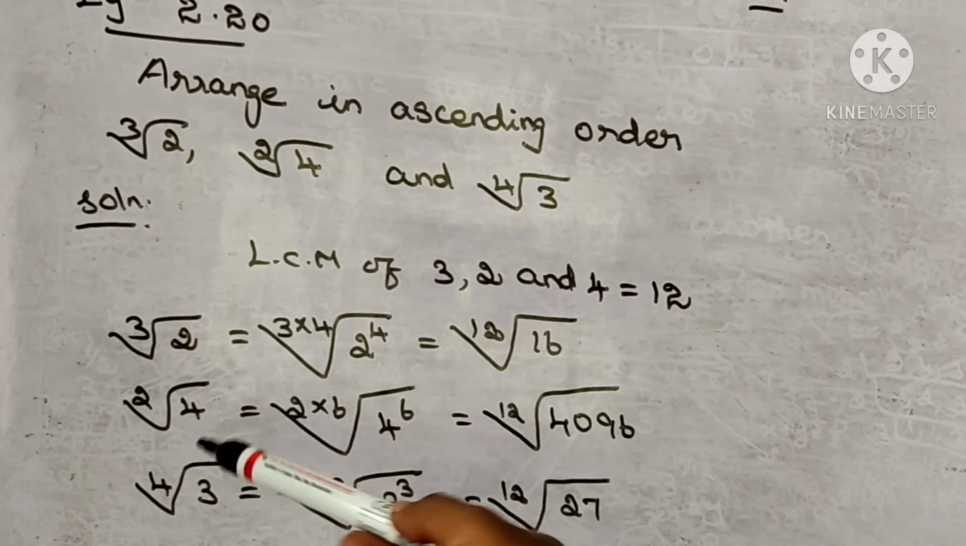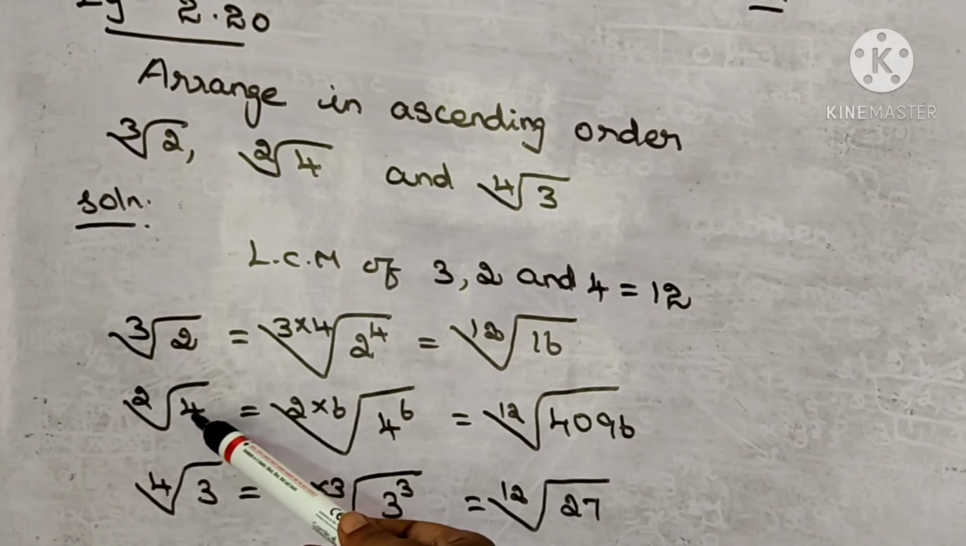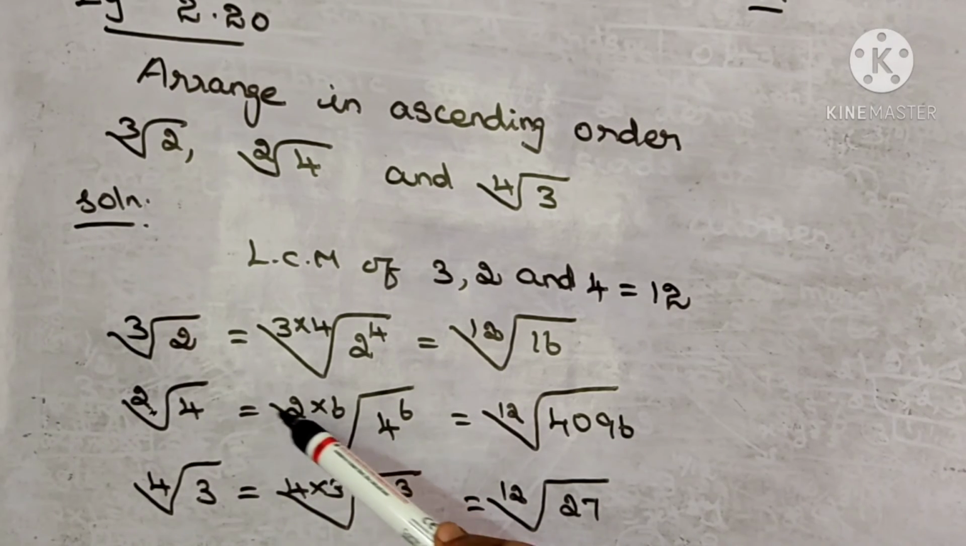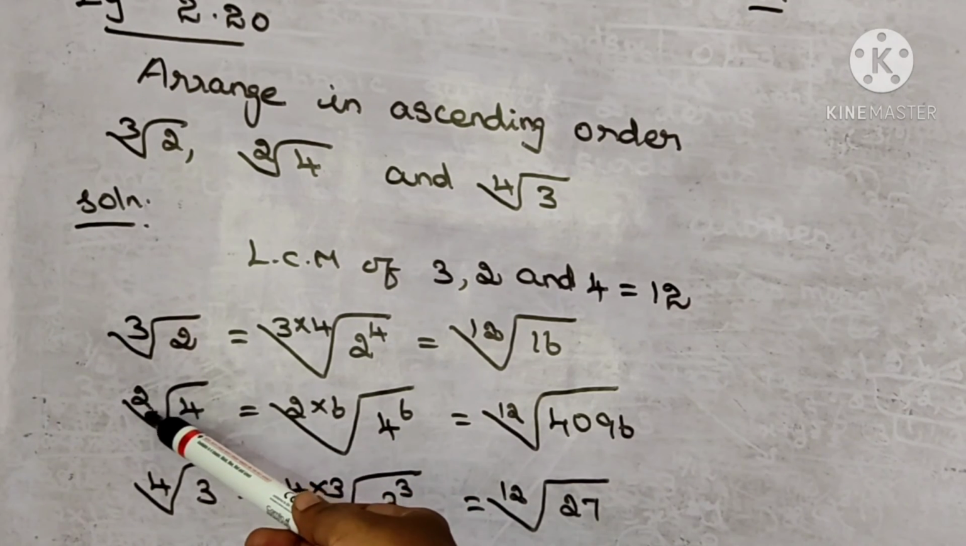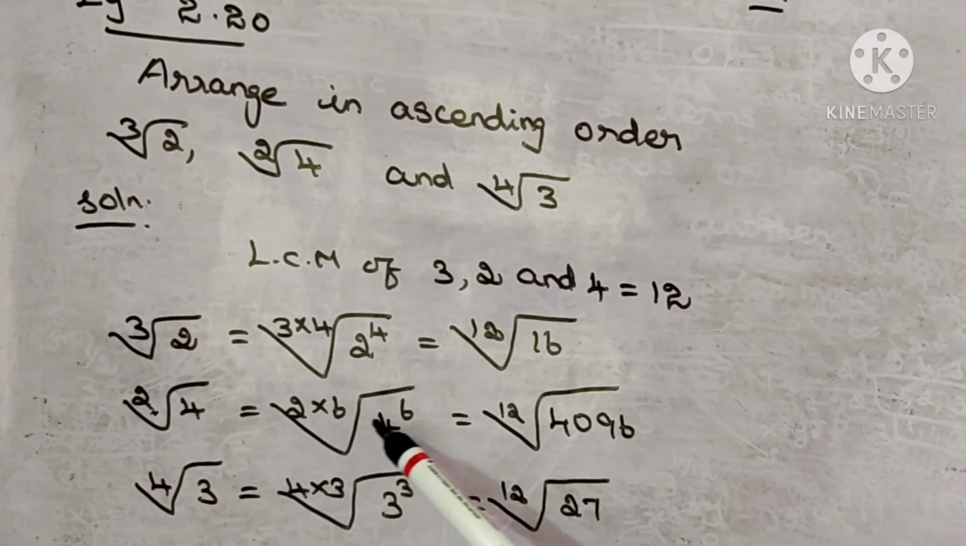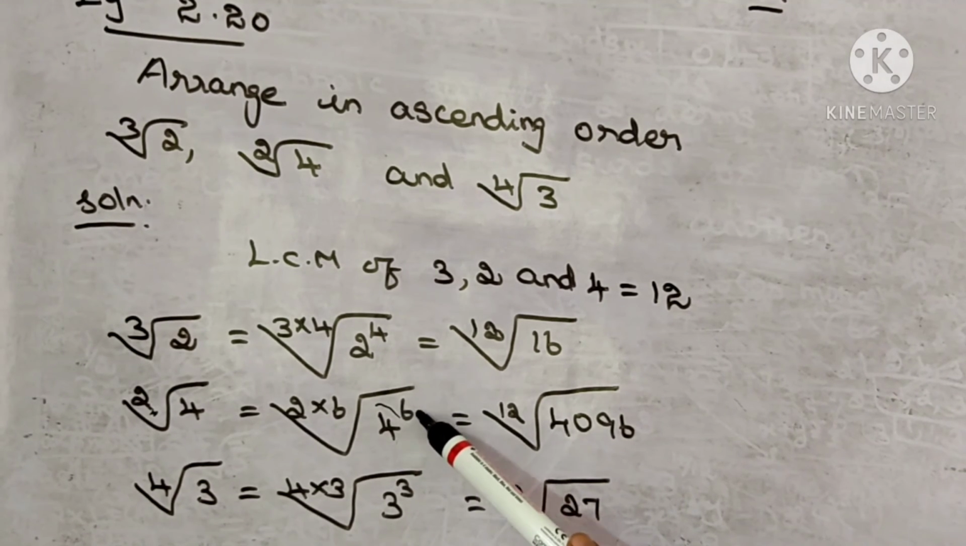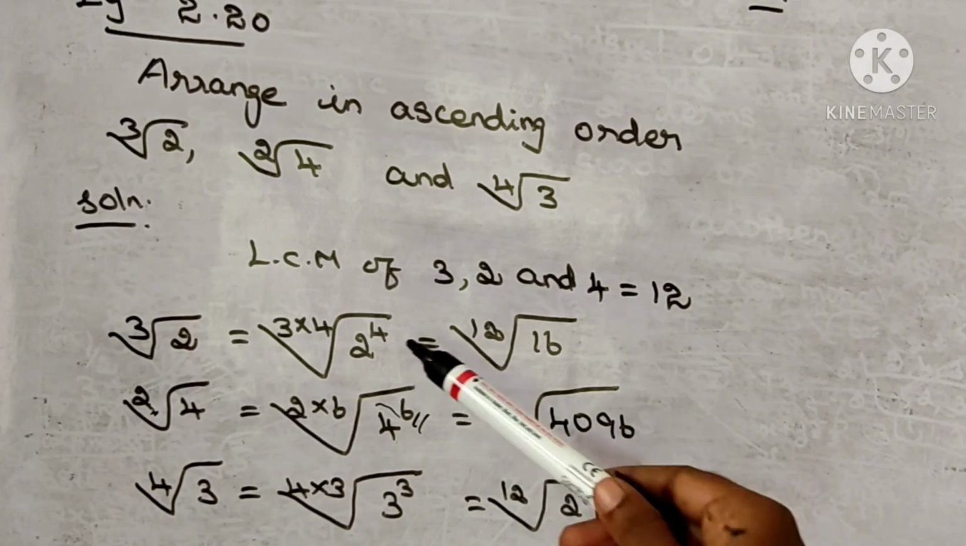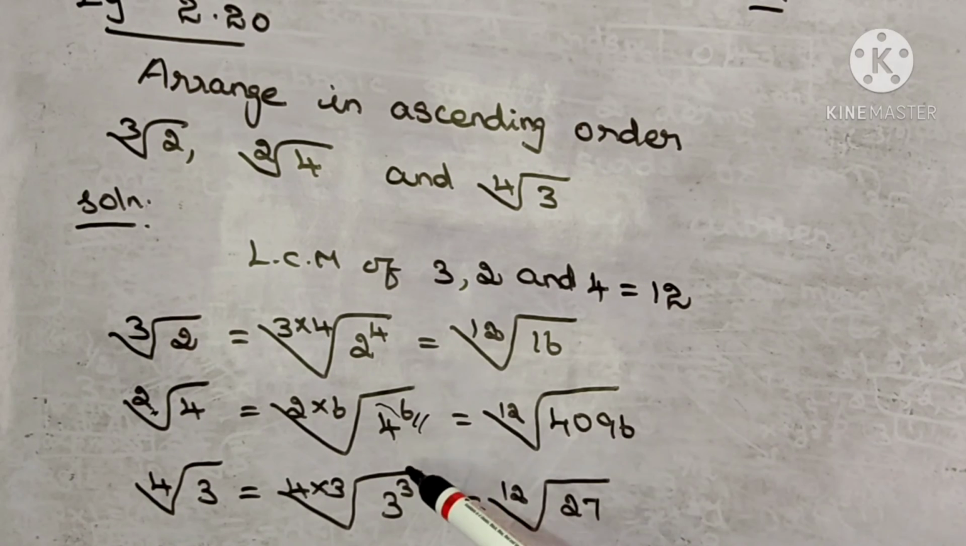Next one is the square root of 4. Here the order is 2, and we want 12, so you multiply this index by 6. The number inside the root also you raise to the power 6. So 4 to the power 6: write 4 six times, and the product is 4096.